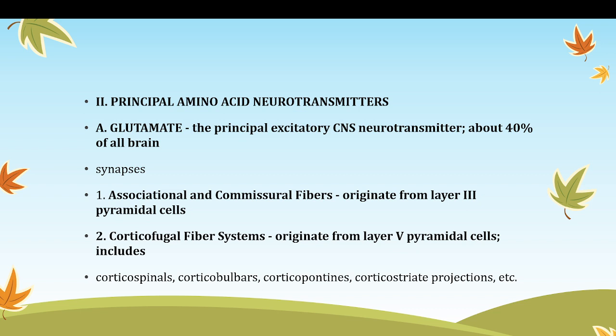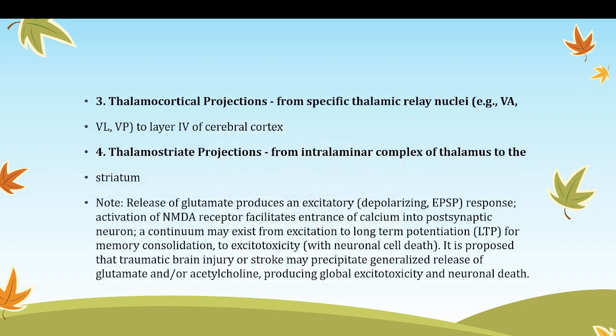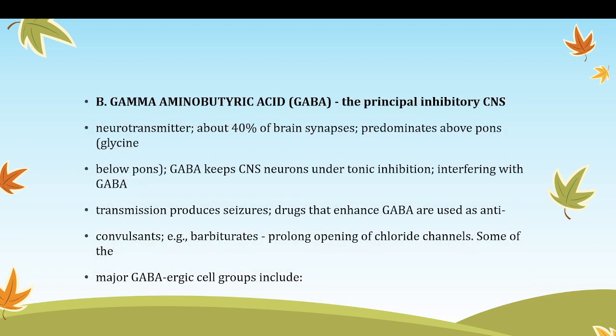Glutamate. Glutamate is the principal excitatory neurotransmitter in the CNS, in about 40% of the brain. Association and commissural fibers originate from layer 3 of the pyramidal cells. Corticofugal fiber systems originate from layer 5 of the pyramidal cells. These include thalamocortical projections, thalamostriate projections, etc., from the intralaminar complex of the thalamus to the striatum.